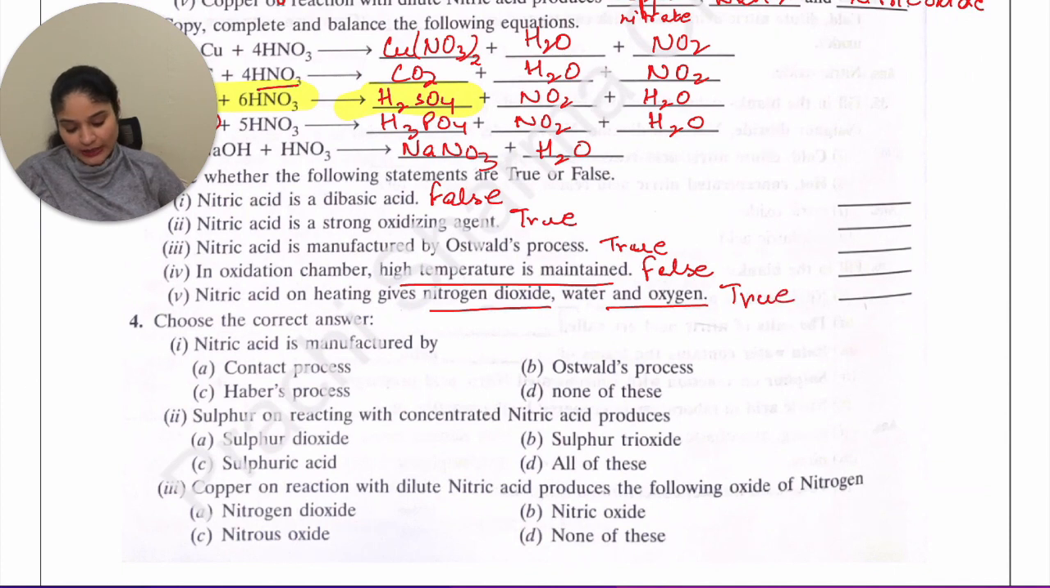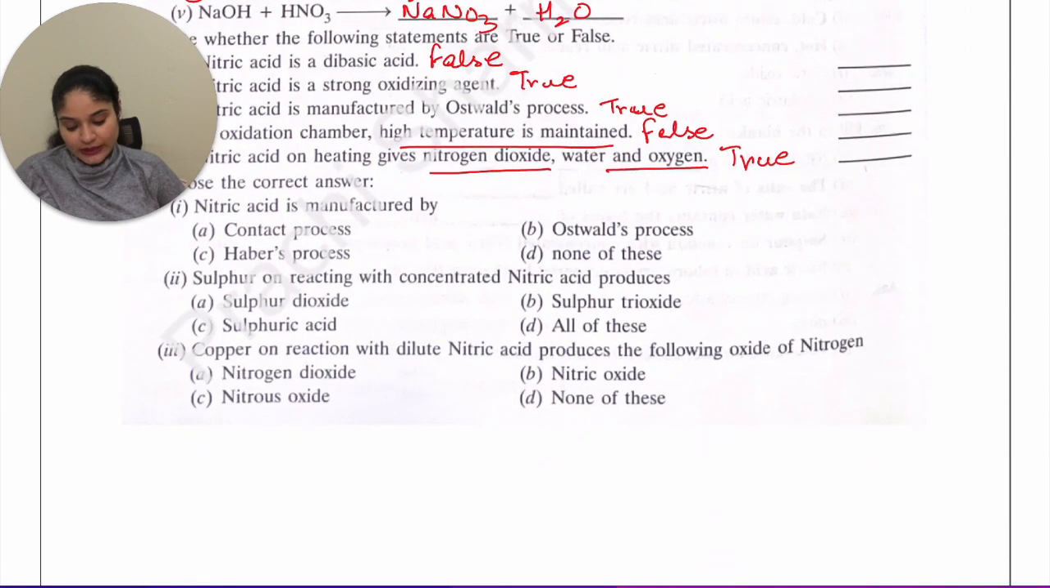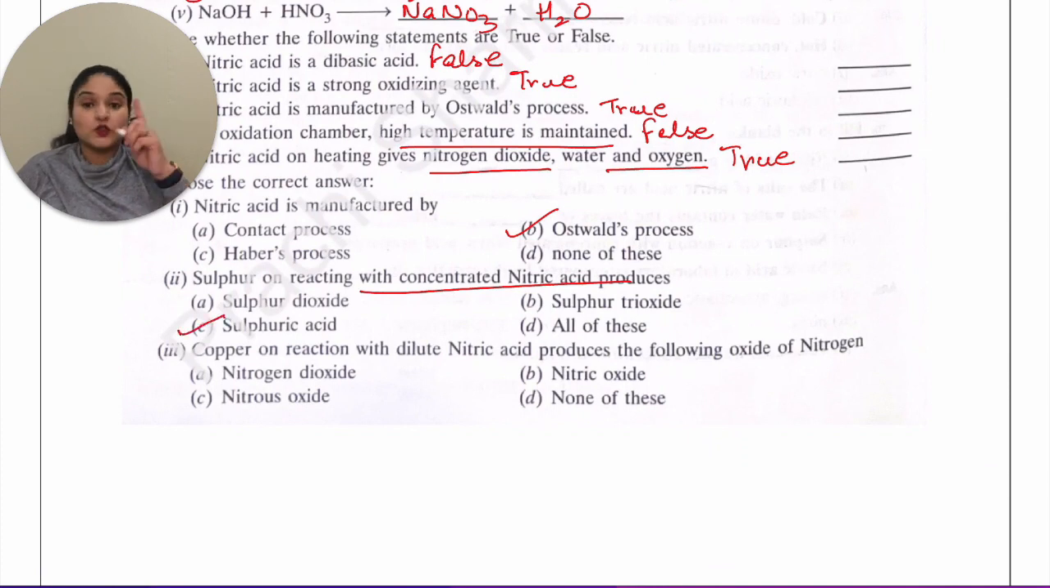Now, choose the correct answer. Nitric acid is manufactured by Ostwald process. The second is sulfur on reacting with concentrated nitric acid produces sulfuric acid. I just told you this question in the first part itself. Copper on reaction with dilute nitric acid produces the following oxide of nitrogen. You have to remember they are talking about dilute. So for dilute, you will end up getting nitric oxide.